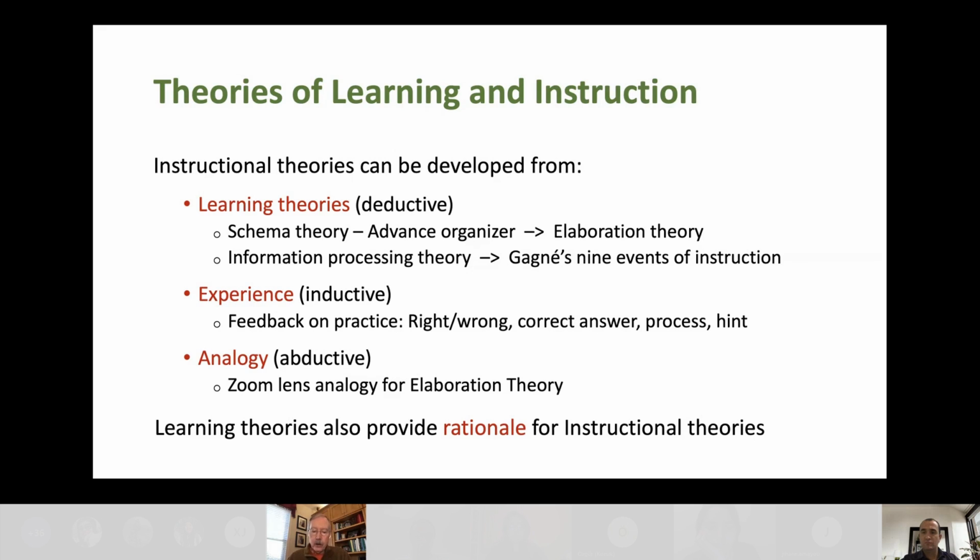Now, learning theories also provide a rationale for instructional theories, particularly those instructional theories that were developed through experience or analogy. Learning theories provide a rationale or understanding for why those particular methods work.